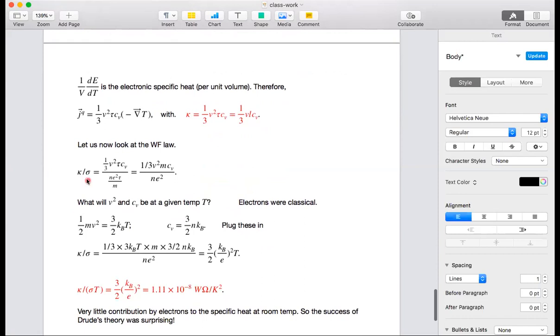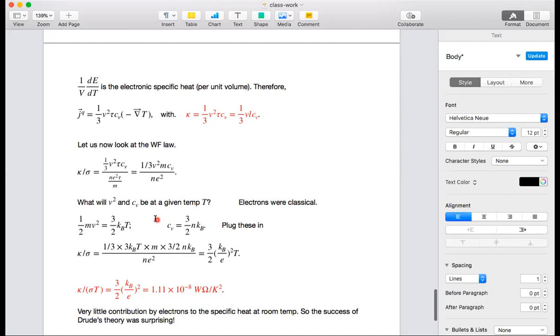So what is the ratio then? Here is the ratio. Kappa is 1/3 v squared tau C_V, and sigma, remember, is n e squared tau over m. So you cancel tau, etcetera. This is what you get: 1/3 v squared m C_V over n e squared.